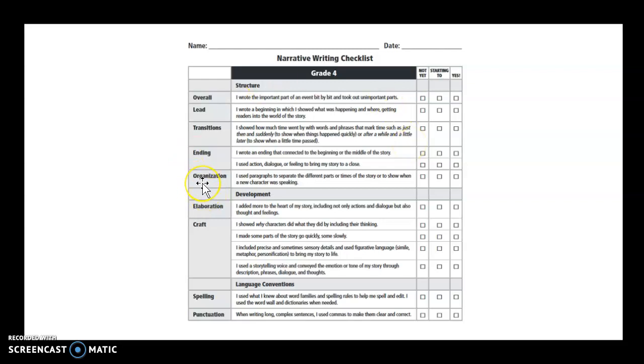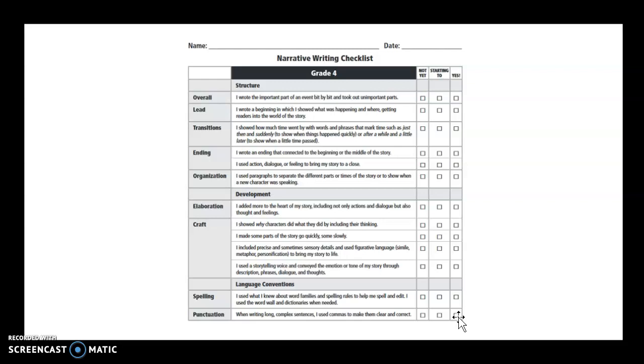And then finally, that organization part. We wrote it when we drafted scene by scene on separate sheets of paper. But even within those scenes, you might have used paragraphs to separate different parts of those. At the very least, each of those scenes, when you create your published piece, each of those scenes should be their own paragraph. So you would indent for each of those scenes when you put it all together.